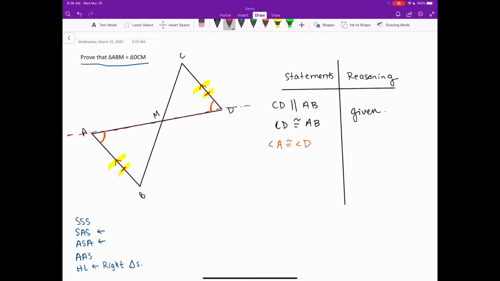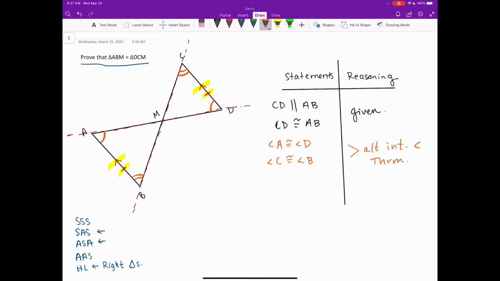We also have this second transversal running through here, this line CB. And hey, we've got 2 more pairs of alternate interior angles at angle C and angle B. So that means that angle C has to be congruent to angle B. And this was all done by the alternate interior angles theorem.